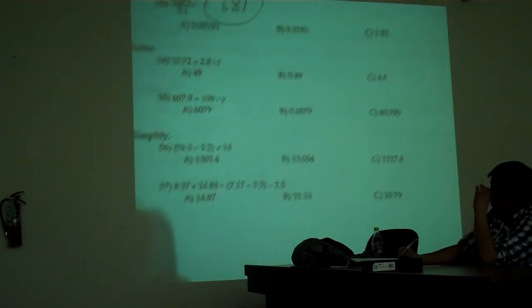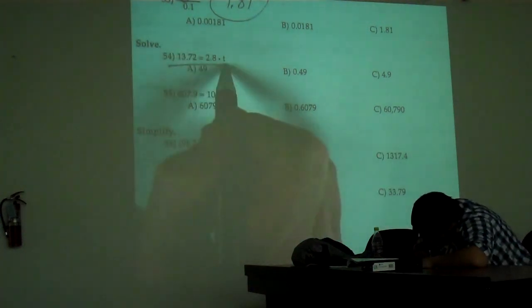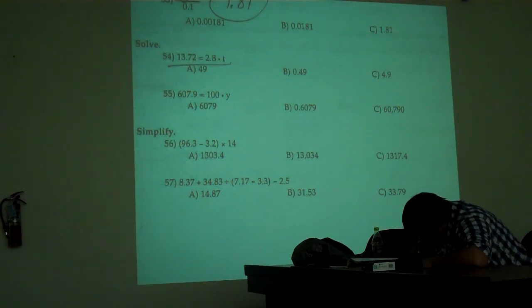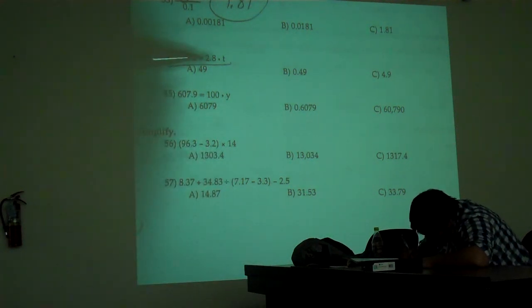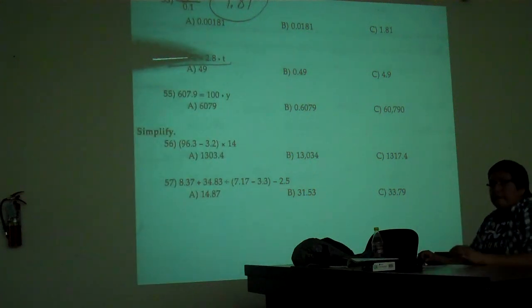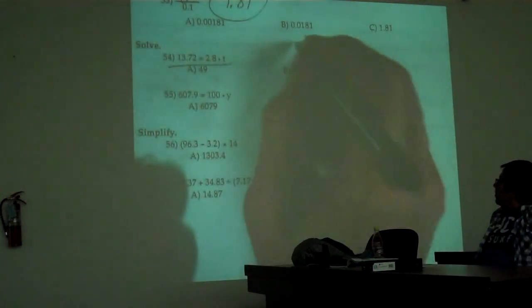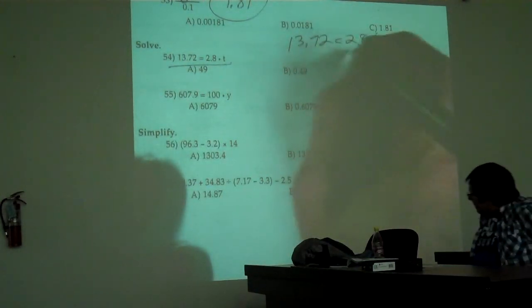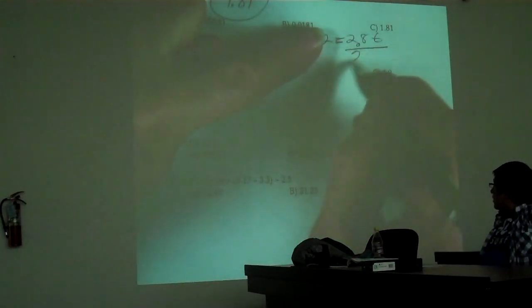Okay, now 54. 13.72 equals 2.8 times t. How are you going to undo a multiplication? Divide. By 2.8. So we have 13.72 equals 2.8t. We're dividing both sides by the 2.8.